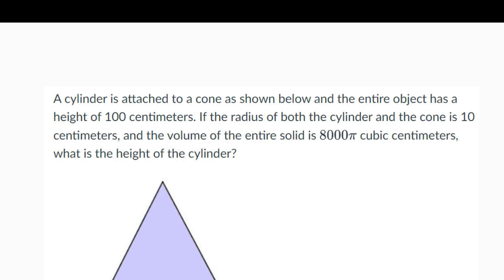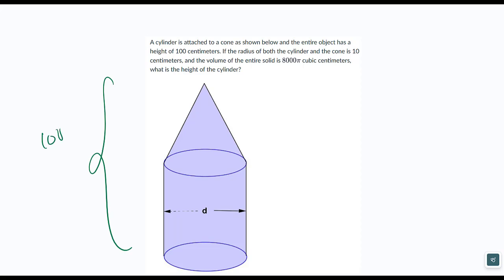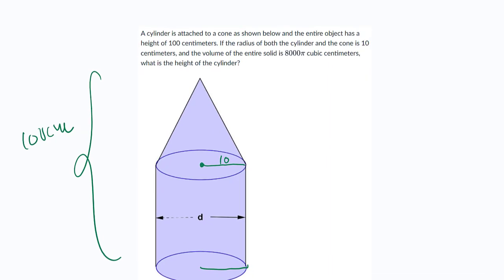Alright, let's fill out what we have. Firstly, we know that the total height is 100 centimeters. We also know that the radius of the cone is 10, and the radius of the cylinder is also 10. The height of the cone is unknown, so let's call it x, and the height of the cylinder is also unknown.